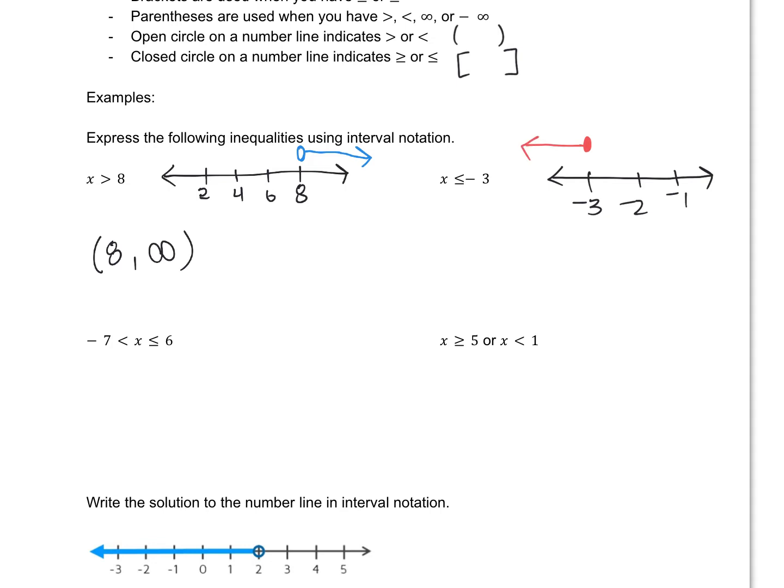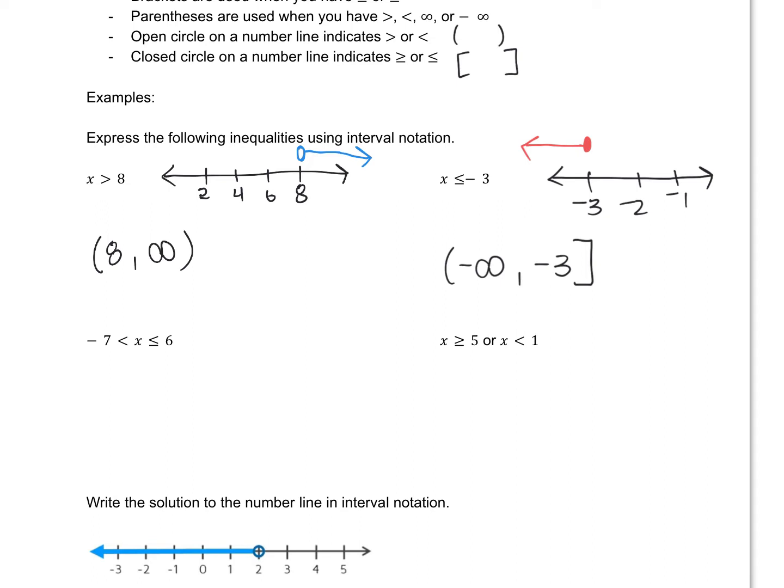Because my arrow goes to the left, the left side of my interval is going to be my negative infinity. And remember, infinity always gets a parenthesis, and then comma, and then my value, which in this case is negative 3. And because it's a closed circle, and because I have an equal to, I'm going to use a bracket.